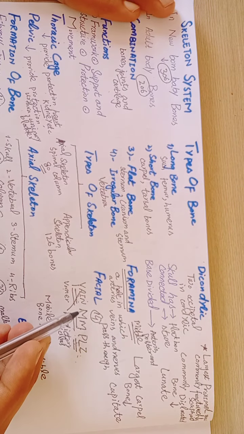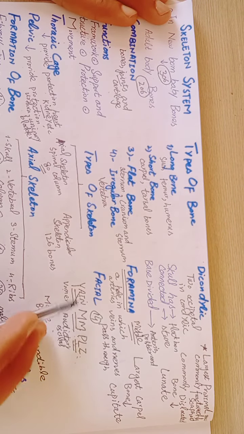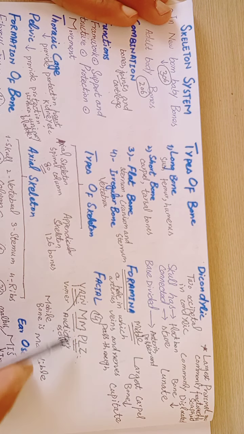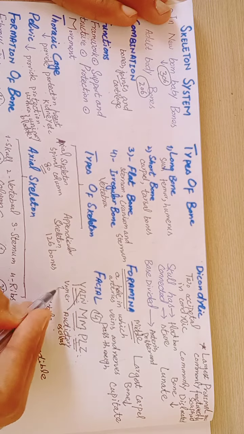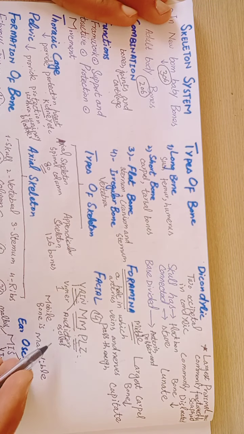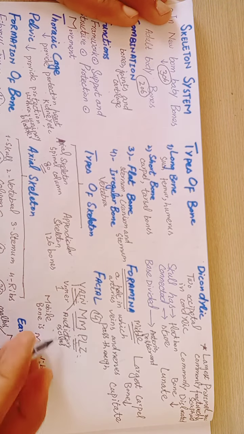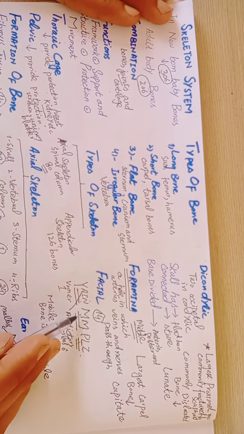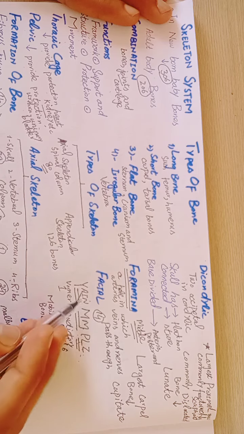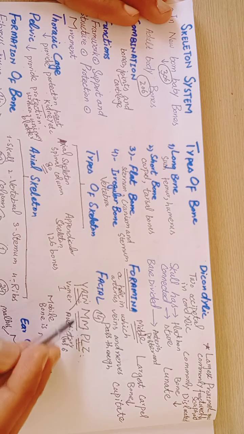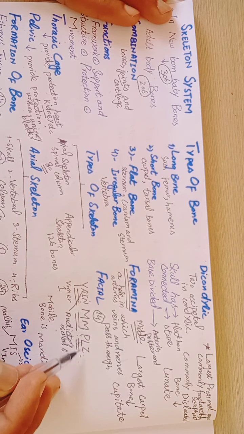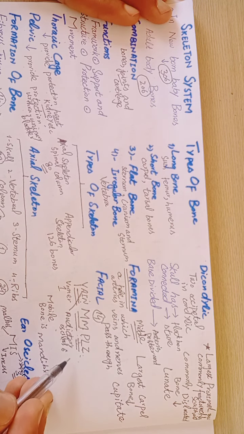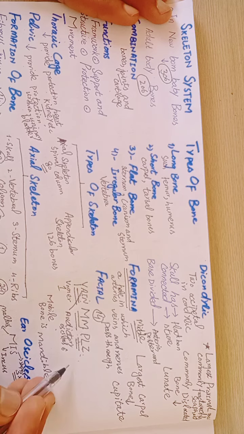Facial bones are 14. We remember facial bones by this mnemonic: "Vein please." Vomer 1 bone. Maxilla 2. Inferior nasal concha 2. Mandible 1. Palatine 2. Lacrimal 2. Zygomatic, also known as cheekbone.